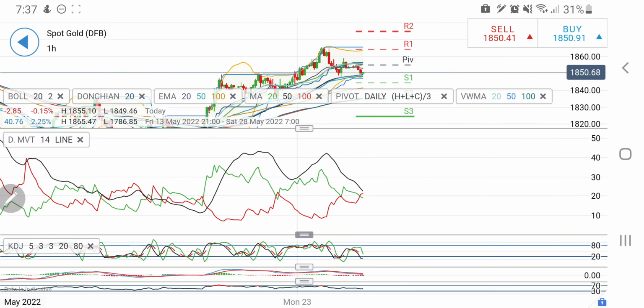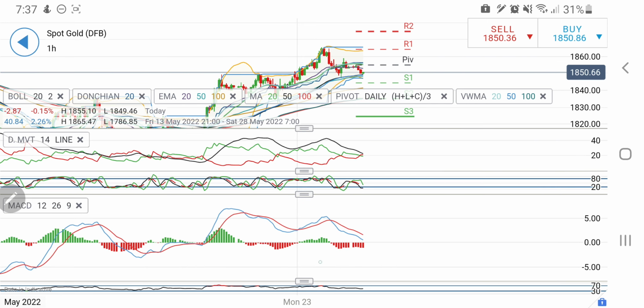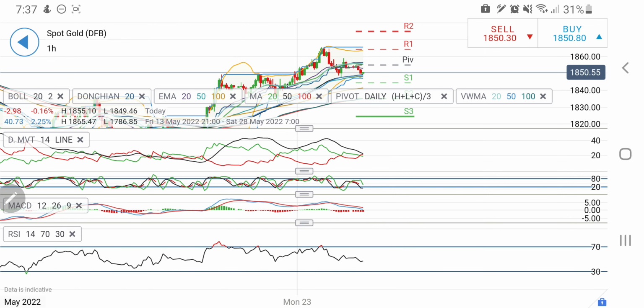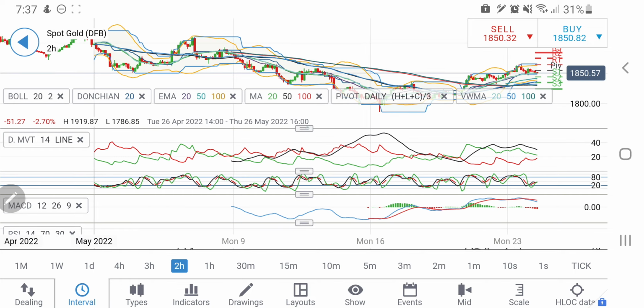On the hourly charts, the directional movement is bearish. The stochastic is oversold. MACD is bearish. RSI is looking downwards. So mixed indication on the hourly charts.